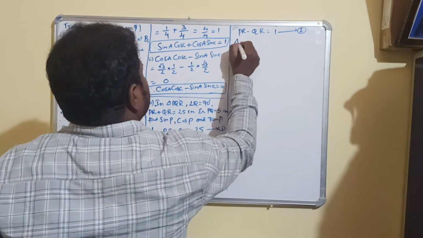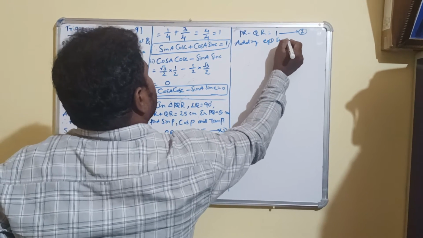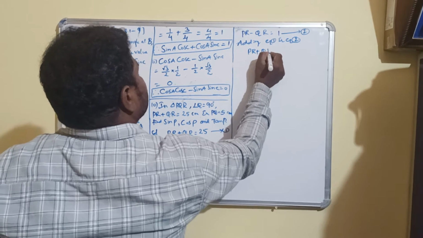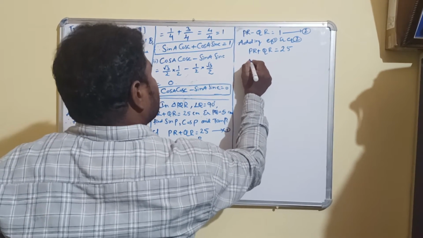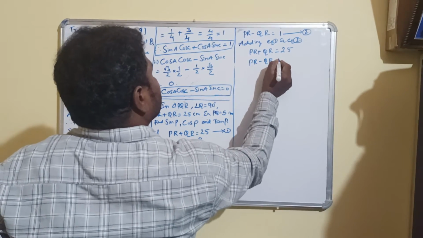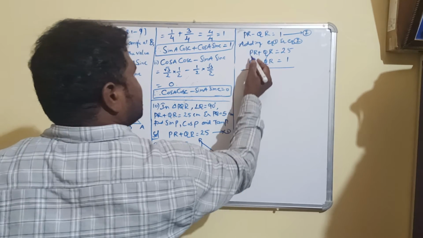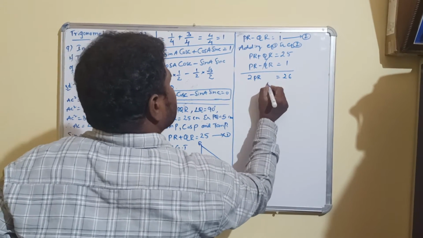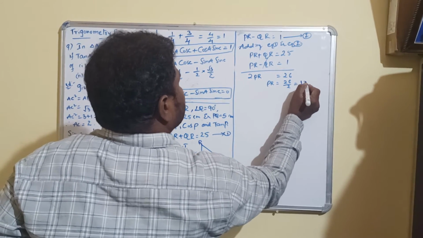Now, adding equation 1 and equation 2. By adding, what do we get? PR plus QR equals 25, PR minus QR equals 1. While adding, QR gets cancelled. PR plus PR, 2PR equals 26. PR value is 26 by 2, that equals 13.